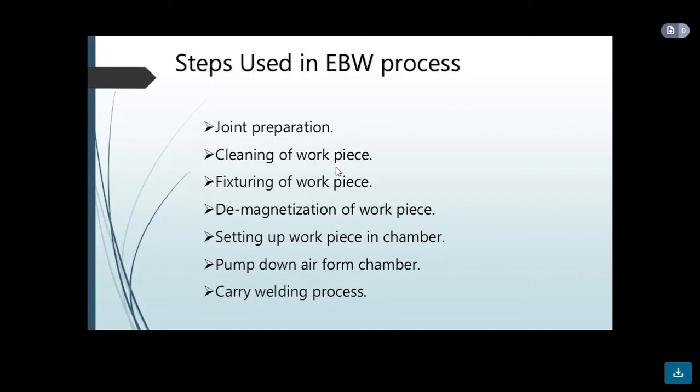This is a fully automated process. The electron beam welding is a fully automated welding process, and here the workpiece is placed in a vacuum chamber so that it gets fixed. The workpiece is fitted on a fixture, so fixing of the workpiece is necessary in this case.